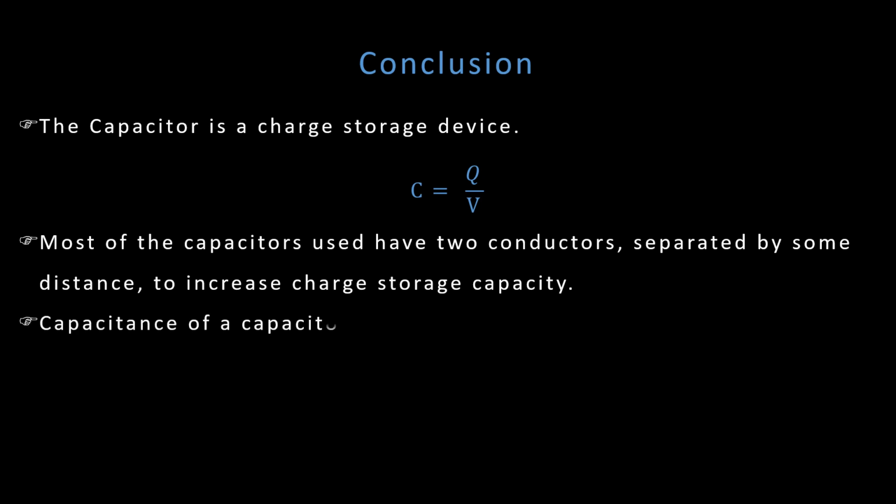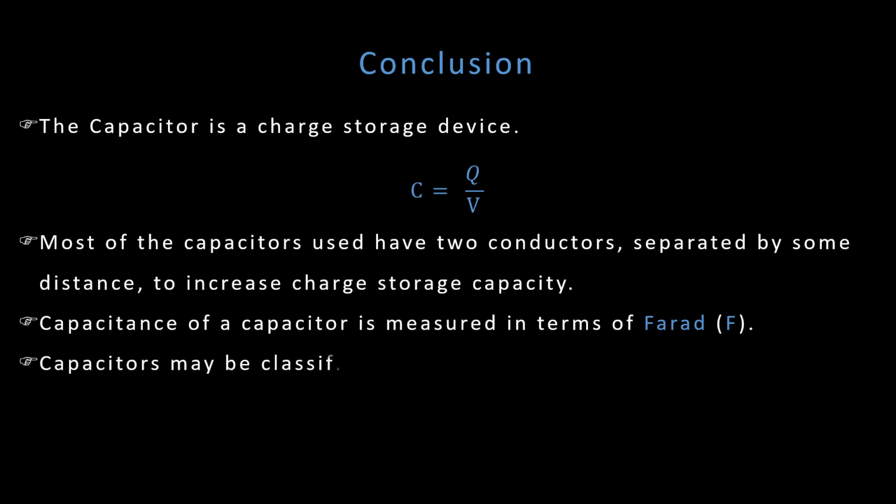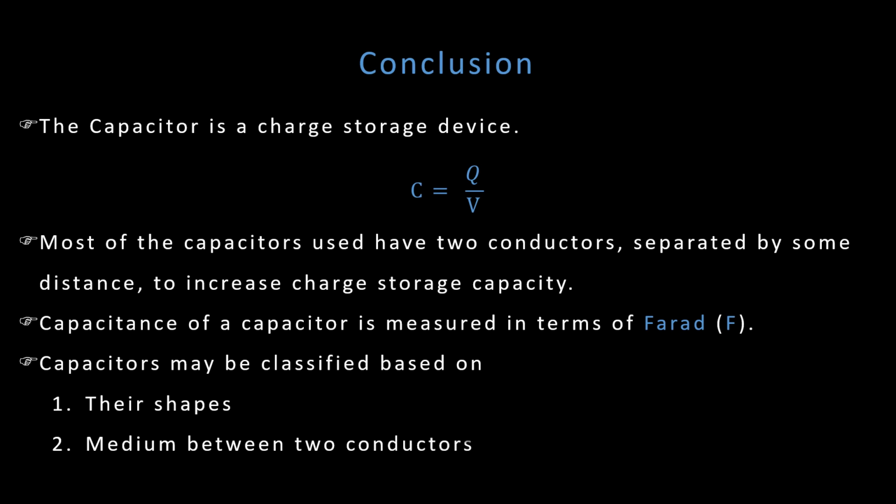Capacitance of any capacitor is measured in terms of farad, but farad is too large a unit, so most of the time all the capacitors which we use have their capacity in terms of microfarad. Capacitors may be classified based on their shape or based on the material which we choose to place between the two conductors. So this is all we need to know at this point about capacitors.